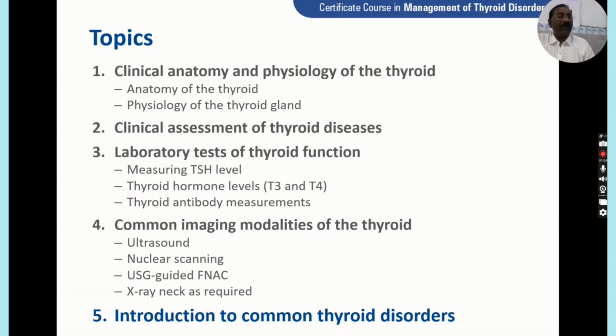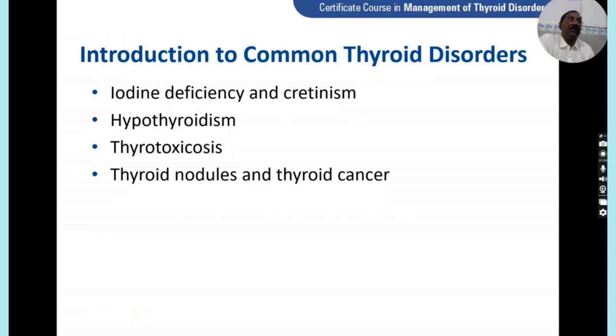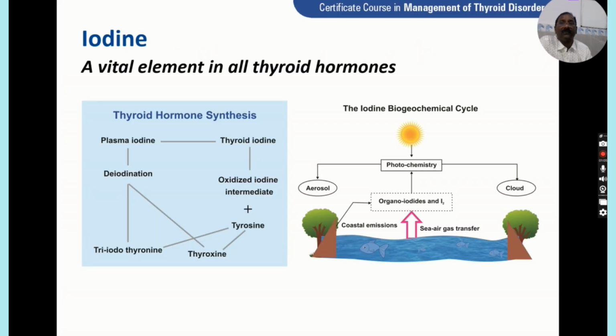And sometimes some people may require isotope scans. Iodine deficiency and cretinism are very common, as are hypothyroidism, thyroid nodules and thyroid cancers. Iodine is a vital element in all the thyroid hormones: plasma iodine, thyroid iodine, deiodination, oxidized iodine, tyrosine, triiodotyrosine and thyroxine.